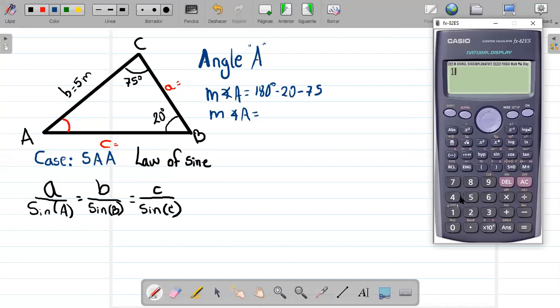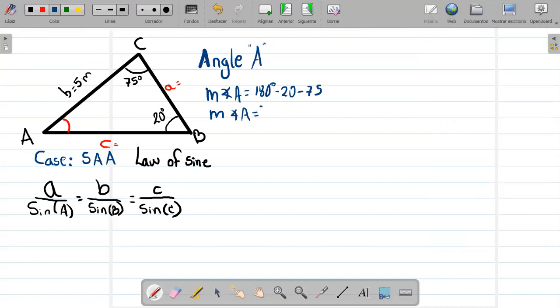So there we have 180 minus 20 minus 75. And it gives us exactly 85. So you have the measurement of angle A. A nice number, 85.